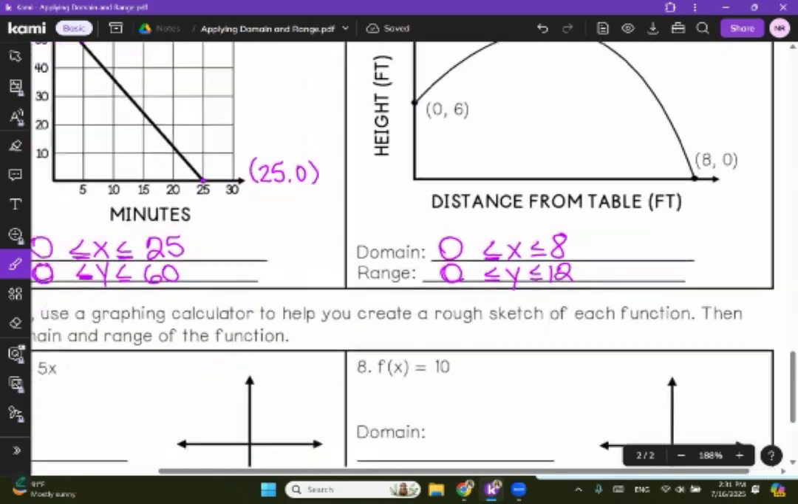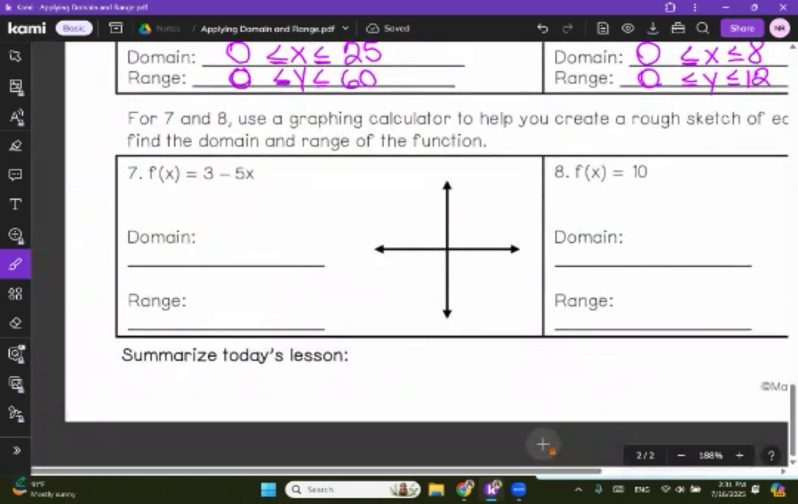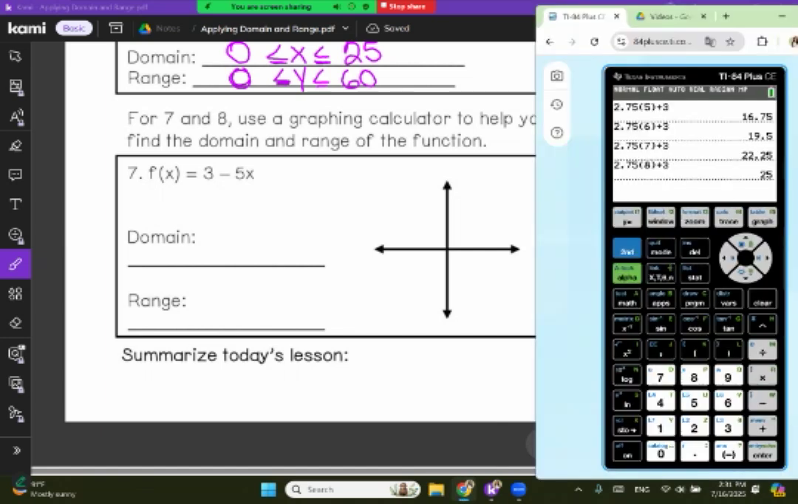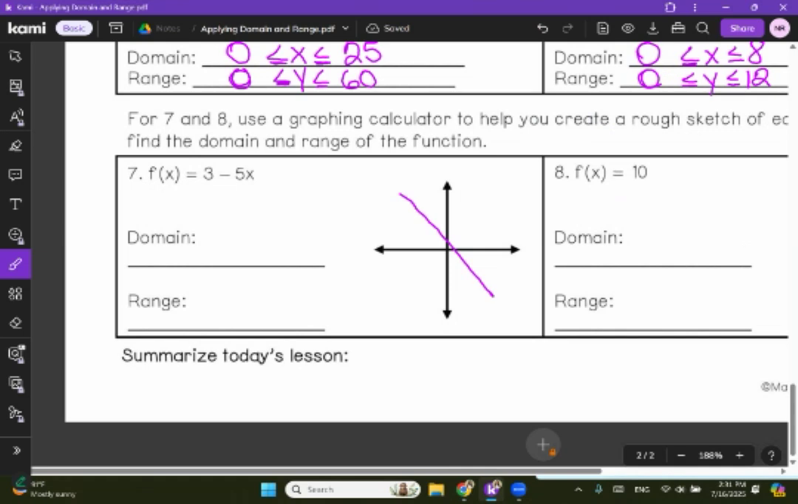For 7 and 8, use a graphing calculator to help you create a rough sketch of each function, then find the domain and range. Well, let's do that then. 3 minus 5x. Let's look at the graph. Looks like that. Now, I think we've had enough practice with domain and range to know because they're both arrows and there is no third endpoint, they're both going to be all real numbers.